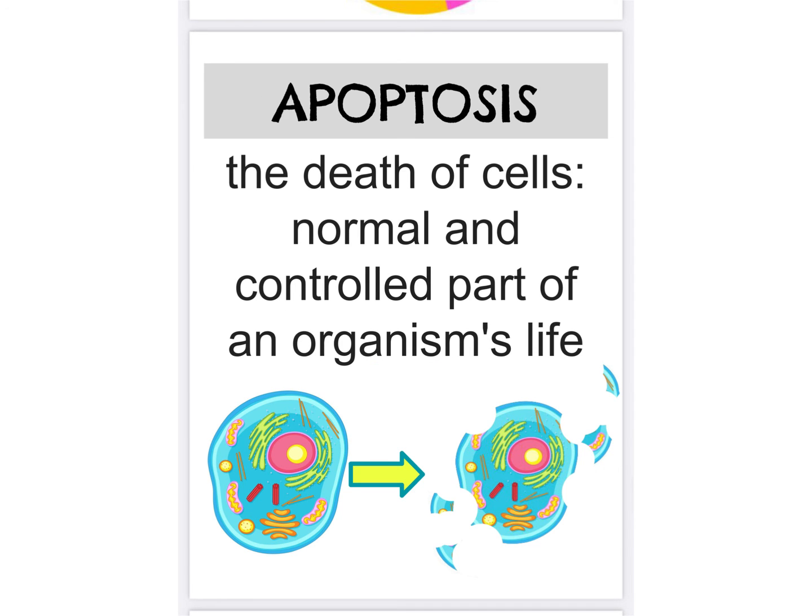Apoptosis is the death of cells. So if you drew a cell just breaking apart, this is normal and it's a controlled part of an organism's life. Cells have a certain shelf life before they are destroyed, and it depends on the type of cell. We mentioned how the heart cells will replace themselves every 20 years, bone cells roughly every 10 years, and your digestive cells are a lot quicker, like 3 to 5 days. So apoptosis is part of the life of a cell, and it eventually will be destroyed.